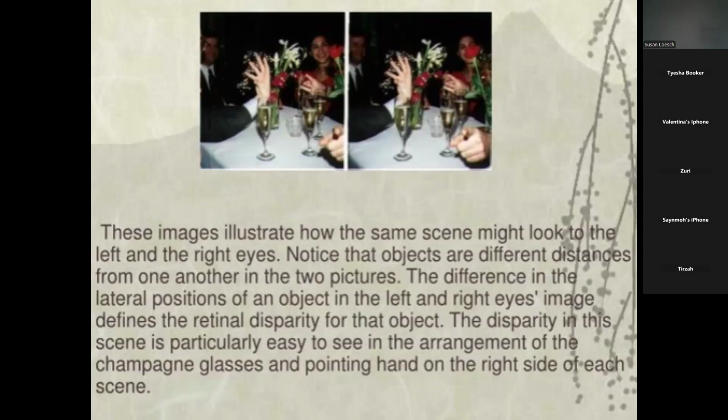The images on the screen illustrate how the same scene might look different in the left and the right eye. The objects are different distances from one another in the two pictures. The difference in the lateral positions of the object on the left and right image defines the retinal disparity for that object. The disparity in this scene is particularly easy to see in the arrangement of the champagne glasses and the hand that points on the right side of each scene. So you can see how your eyes can see two different images there, but your brain will bring it back together.